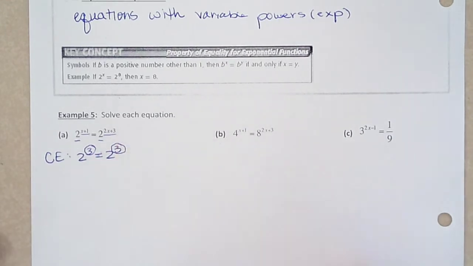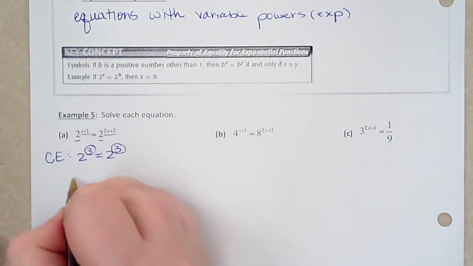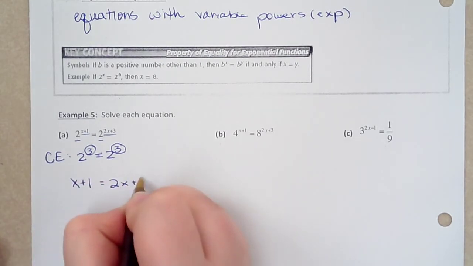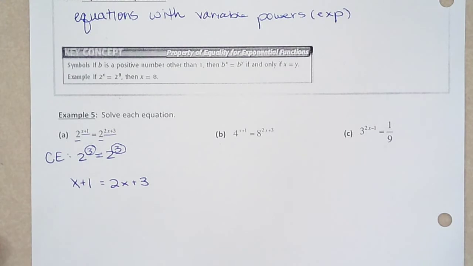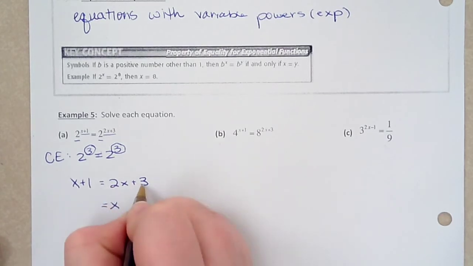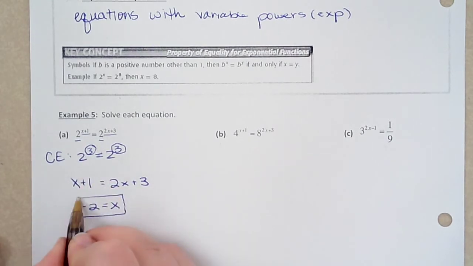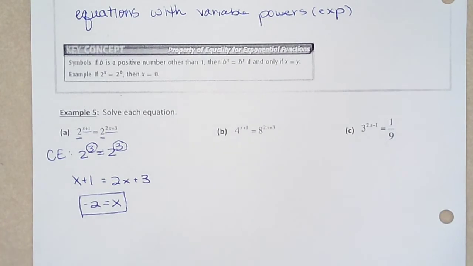So now how do we do this example? Well, all we have to do is say that x plus 1 is equal to 2x plus 3, and then solve accordingly to get what our x needs to be. So I'm going to move the x over. I'm going to move my 3 over, and I get x equals -2. I could easily plug that back in and check. However, I'm going to leave that to you if you would like to do so.